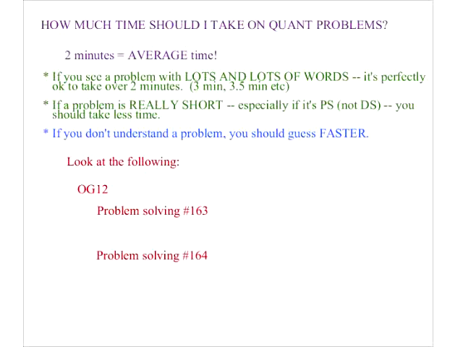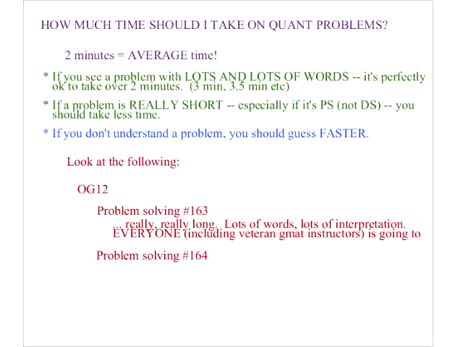Okay, I can't put these on the board, so I'm just going to talk about them and you can check them out later. But problem solving 163 is really, really long. There's lots of words and there's lots of interpretation. So everyone, and I mean everyone, including veteran GMAT instructors, is going to take more than 2 minutes to solve this one. If you give yourself 2 minutes for number 163, then the long and short of it is you're just not going to solve it. Problem solving 164 is really, really short.